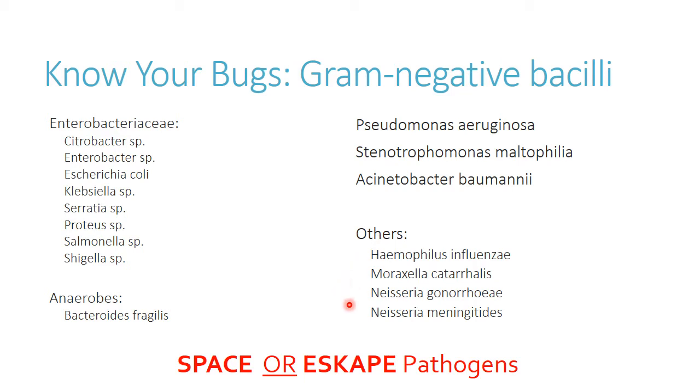And then you also have things like Neisseria gonorrhoeae, Neisseria meningitidis. What type of infection do you think you would see with that? Meningitis, yeah. So when you think about Neisseria meningitidis, these are the type of things you're going to be looking for.